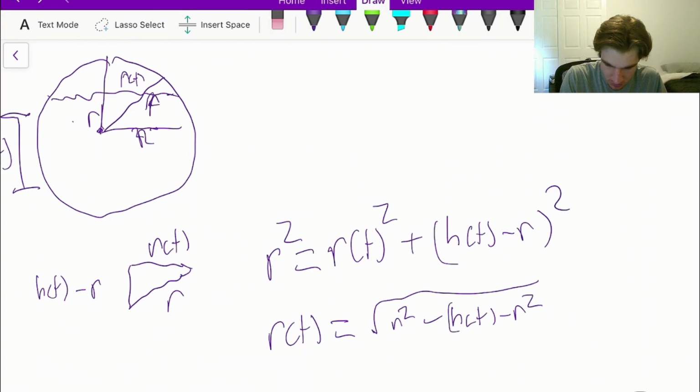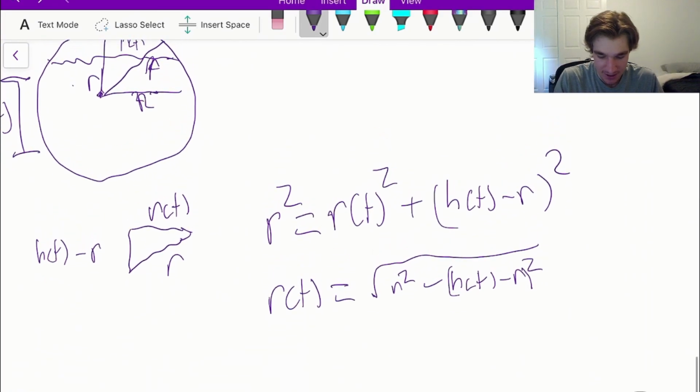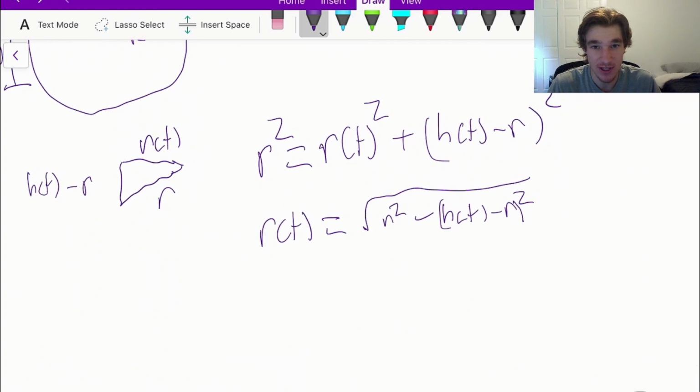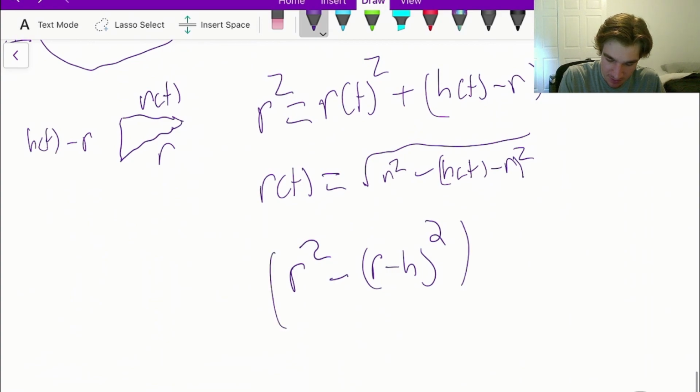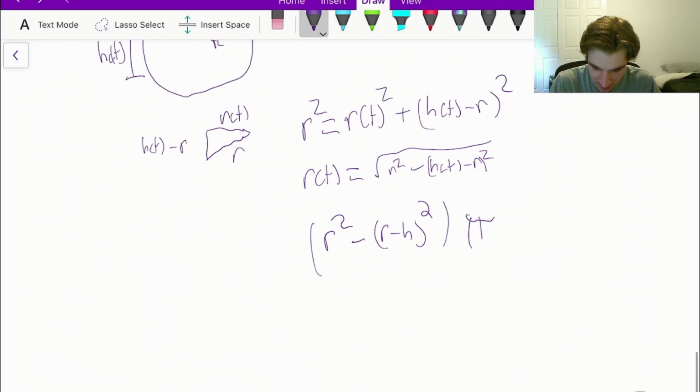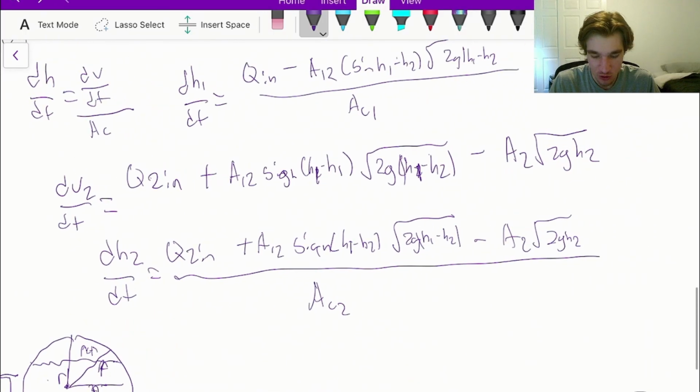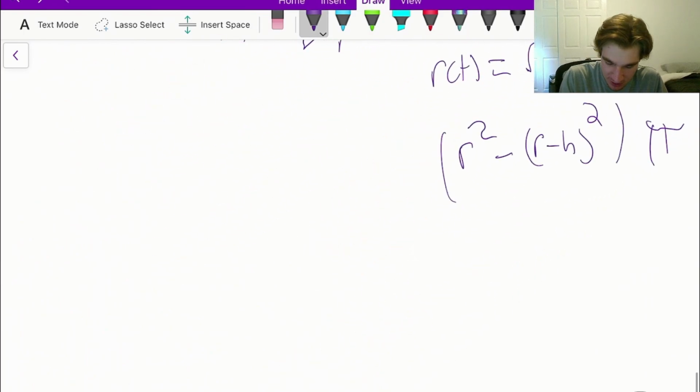Oh, the parenthesis goes right there. And that value right there will give us r squared minus r minus h, or h, r minus h squared. We multiply this by pi, and we have our cross-sectional area. We have to plug those back into the equations to get our final dh1 over dt.